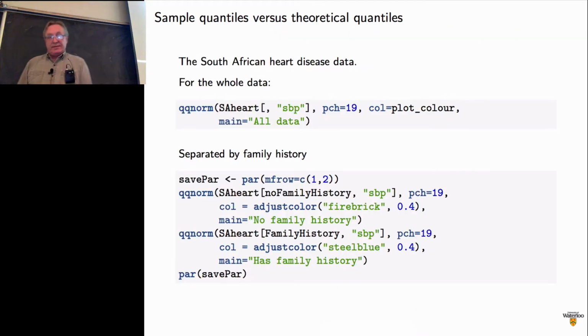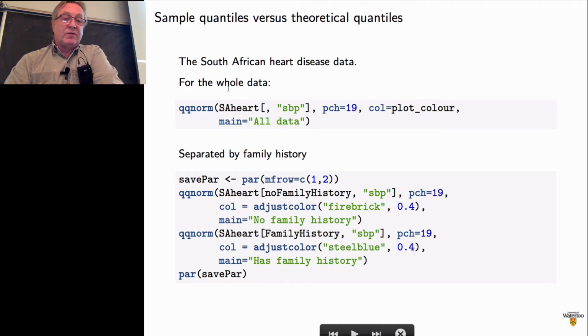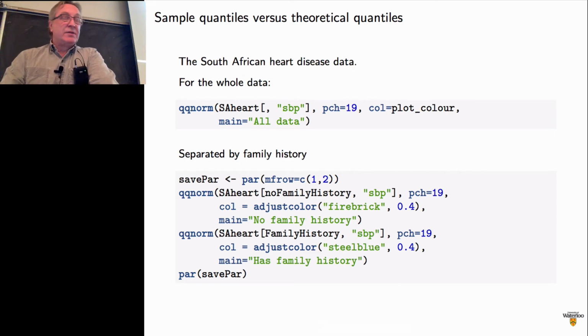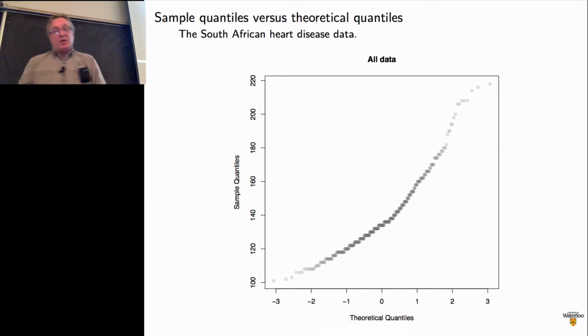So let's look at another data set, South African heart disease, again looking at the systolic blood pressure. And we have two groups, those with family history and those without. So I'm going to look, first of all, in R there's a QQ norm function which is going to compare the sample quantiles to Gaussian standard quantiles. And then I'm going to look at each of the plots by family history or not. Okay? So there's all of the data for the systolic blood pressure all together, marginalized over the family history. So we've got both kinds of family history in there.